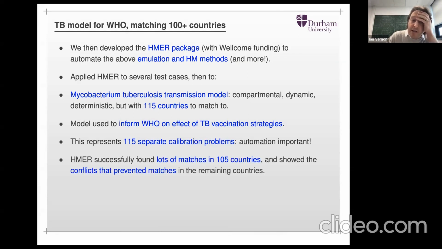So we ran HMER on this, and it found lots and lots of matches in 105 of the countries, and showed the conflicts that prevented matches in the remaining countries.